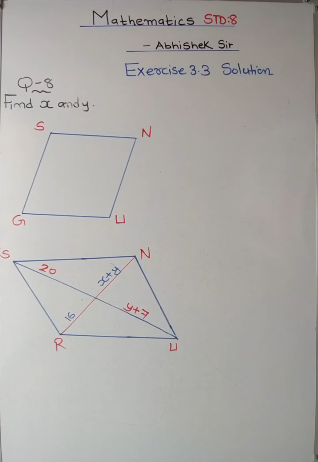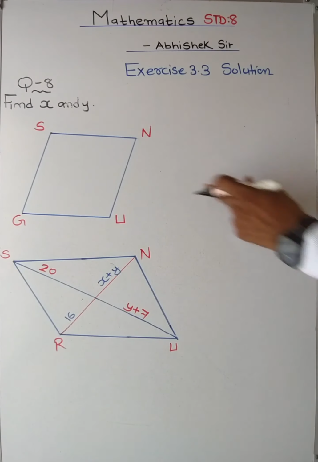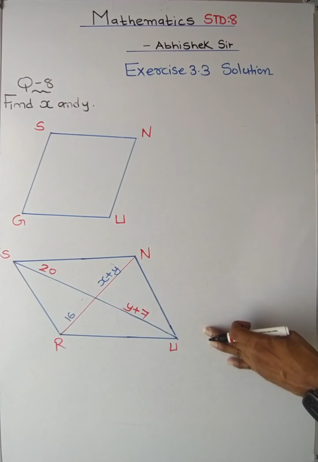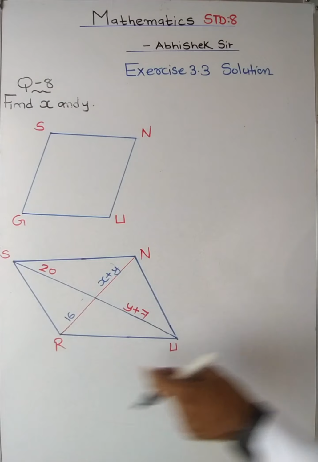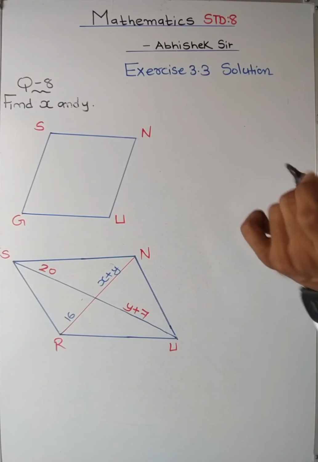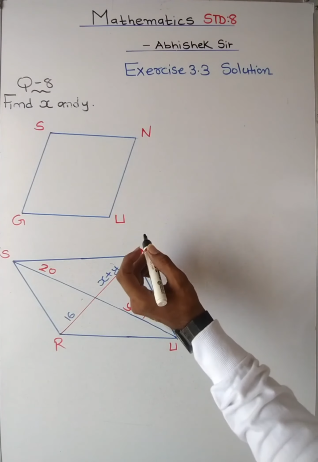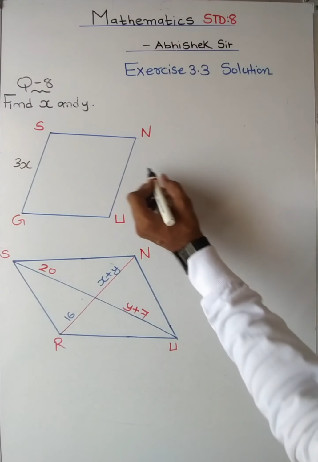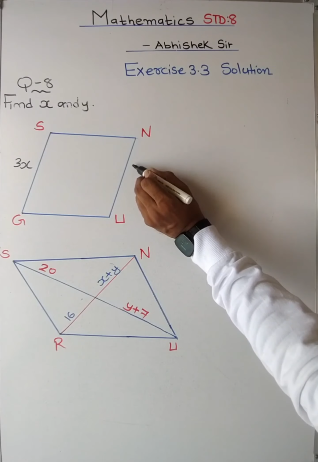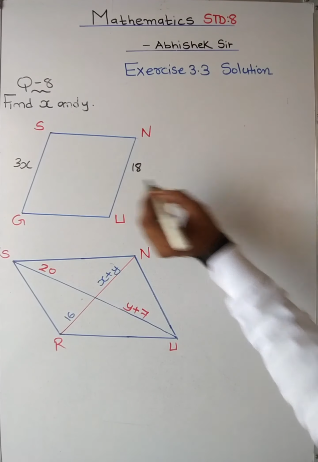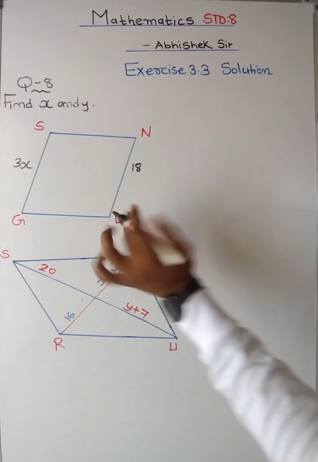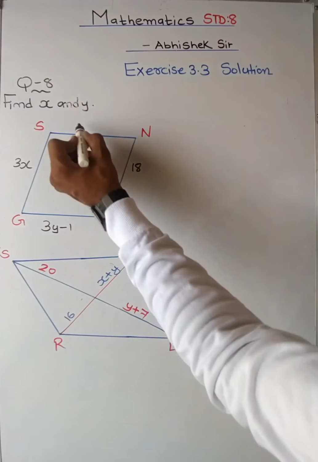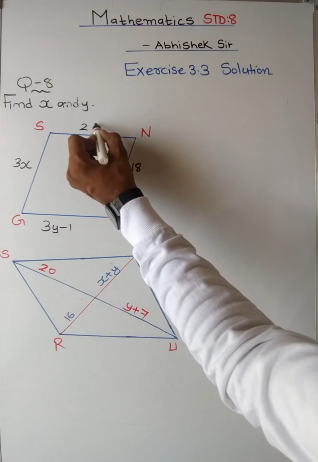Moving on to question number 8, in which two parallelograms are given. One is GUNS and the second is RUNS. Now, in the first figure, they have given GS as 3x and the opposite side UN as 18. So this is the hint. Next, they have given 3y minus 1 equals this side, 26.